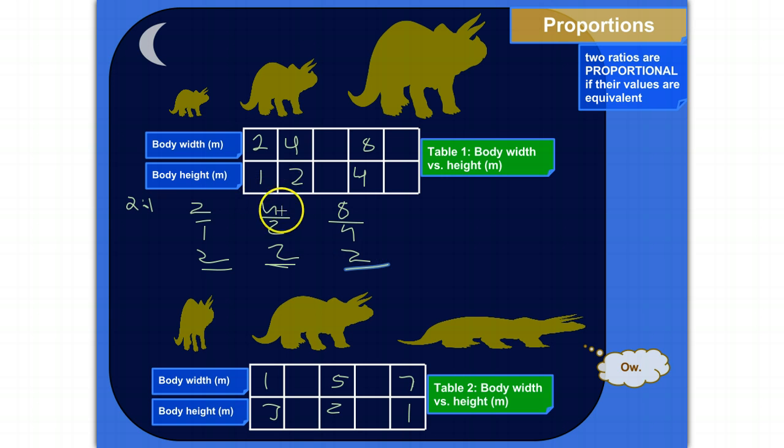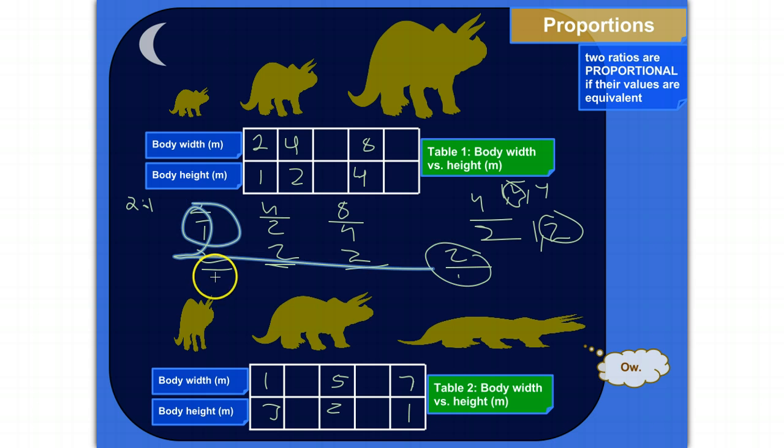Another way you could do that is just simplify the ratio. So this one is as simple as it can get. But 4 to 2, you could find the greatest common factor. So the factors of 4 are 1, 2, and 4, because 1 times 4 is 4, 2 times 2 is 4. And then the factors of 2 are 1 and 2, because 1 times 2 is 2. The factor they share in common is 2. So you could divide each number by 2. So 4 divided by 2 is 2, 2 divided by 2 is 1. So if I simplify this ratio, I get this, the same thing.